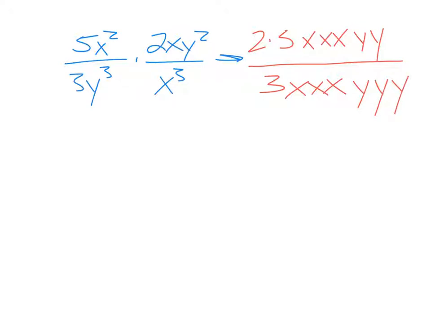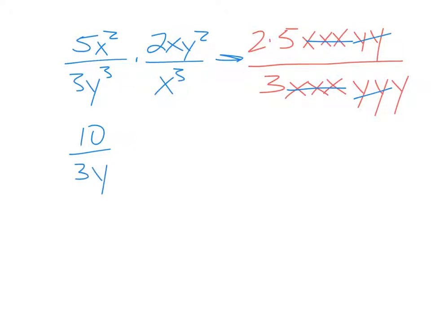And so all we're doing now is just simplifying like we did before. So 2 and 5 and 3, none of those cancel, but we can cancel 3 x's down here and 3 x's up here. In the numerator, we can cancel 2 y's, and then in the denominator, another 2 y's. And so this just gets straight to 10 over 3y.